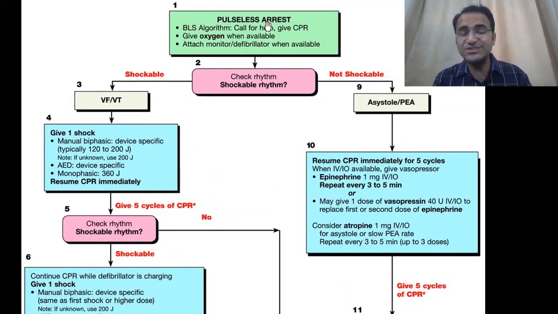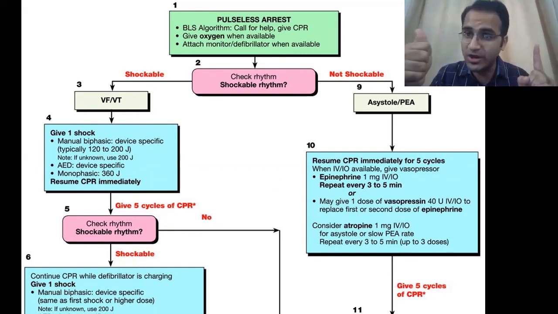So if a patient presents to you with pulseless arrest, what you do is that you call for help and you give CPR as I described, and you give oxygen when available, and you attach the monitor, you attach the ECG leads, and you have the defibrillator available with you. And then you perform ECG. ECG will show 2 types of rhythm. Either the rhythm will be shockable or the rhythm will be non-shockable.